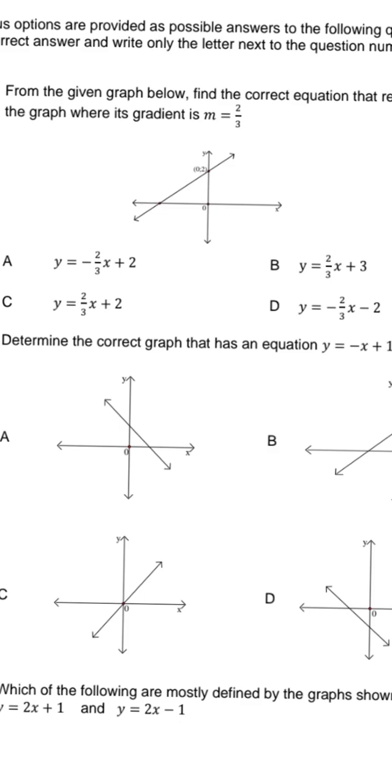So we only have two options that we can look at, and that is B and C. Now if we look at B, the gradient there is correct. The gradient is 2 over 3. But the y-intercept is positive 3. So option B is also eliminated. So the only option that we have there is option C. If you look at C, guys, the equation of that graph is y is equal to 2 over 3x plus 2.